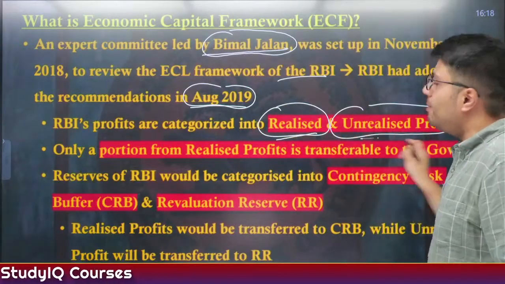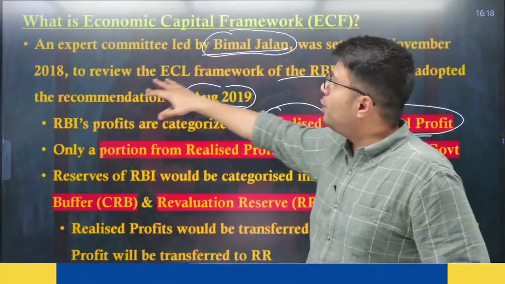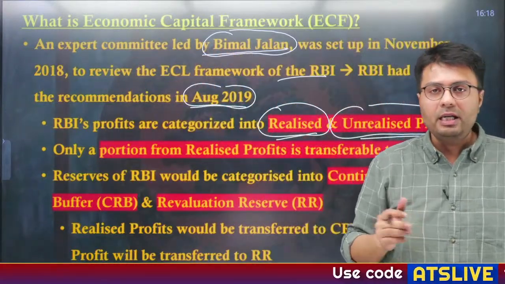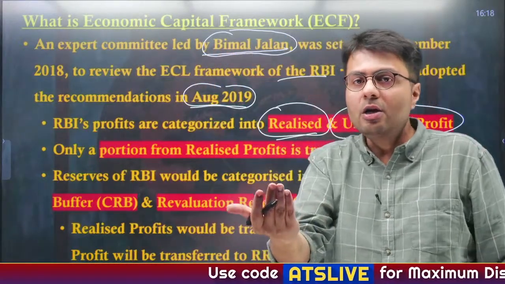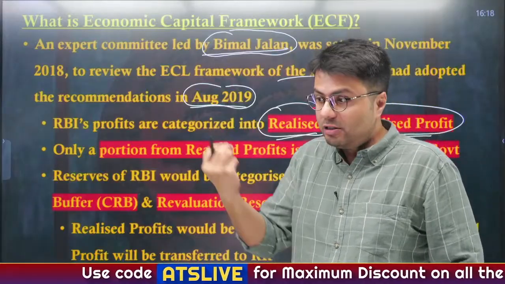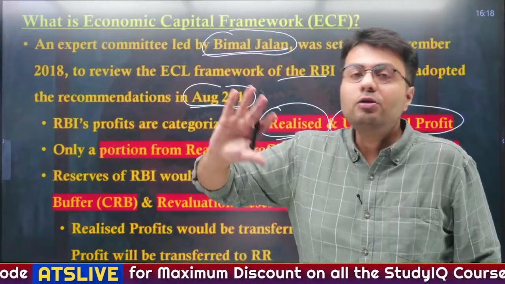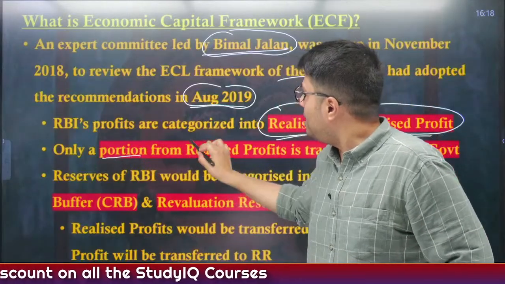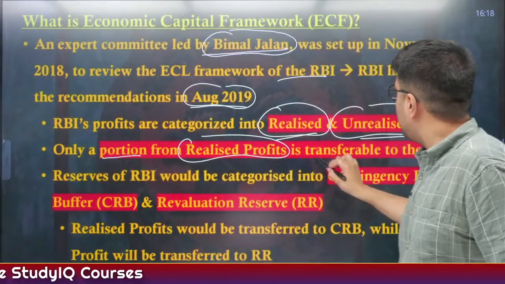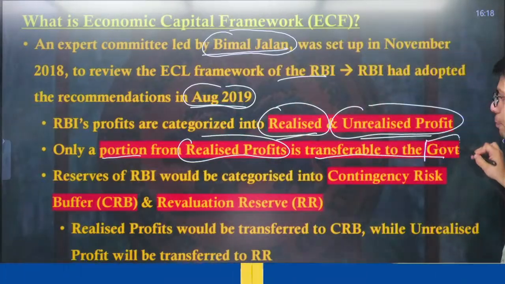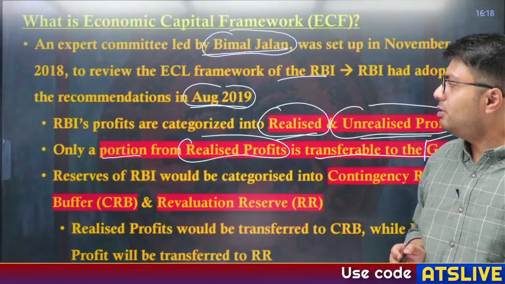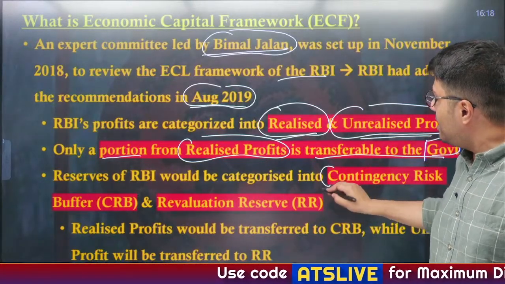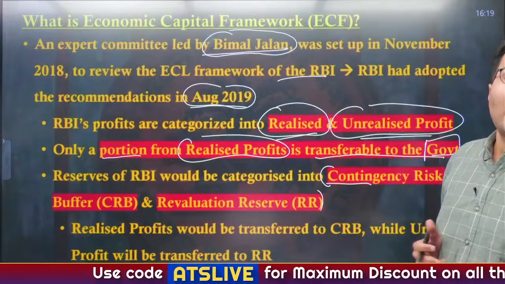The difference between them I've already told you. So this was one of the recommendations of the Bimal Jalan committee: not every profit that RBI makes is a realized profit. Some of it might be notional profit, so you need to segregate. And only a portion of the realized profits will be transferred to the government. And what portion of profit needs to be transferred to the government will be decided based on how much provisioning RBI does.